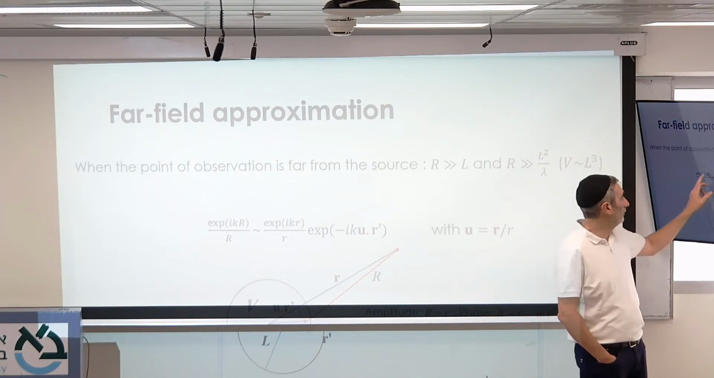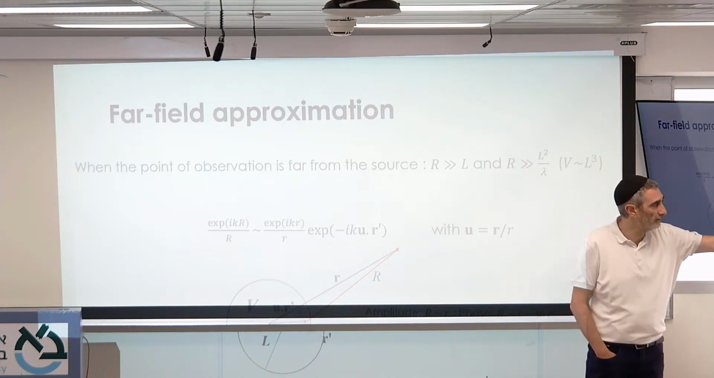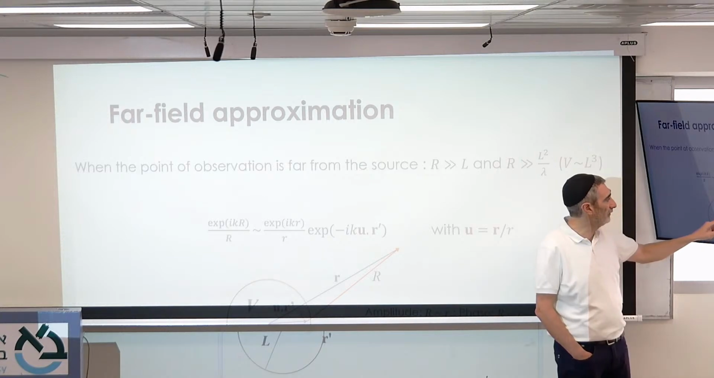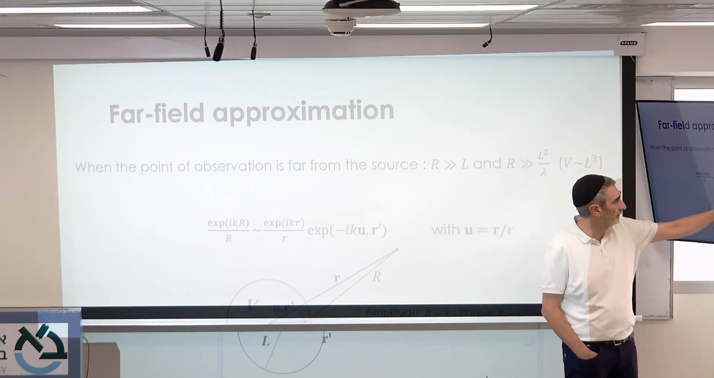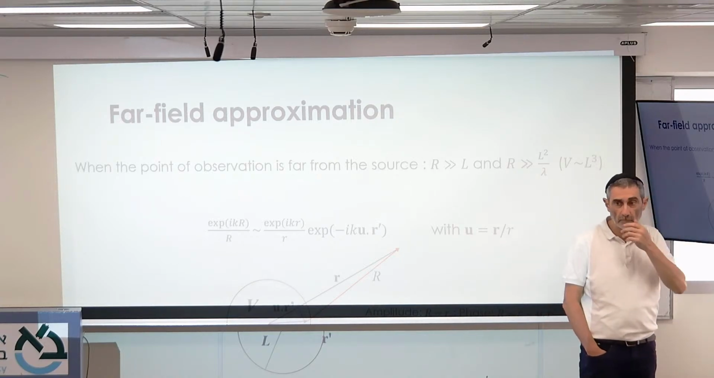So the R here is replaced by r minus u times r prime, where u is the unit vector along this line here.